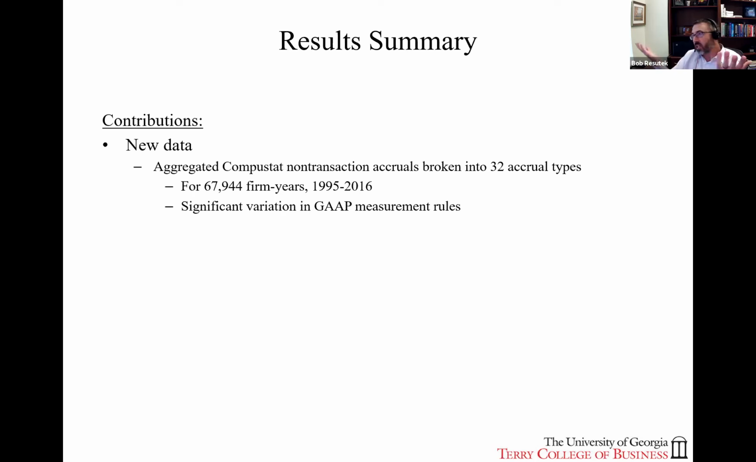And as you'll see, and you can imagine, there's some judgment that goes in there, but we tried to keep this as objective as possible in its formula, and the way the data is driven off the coding, it can be replicated going forward. And so what we find and what we'll see is there's significant variation in the measurement rules.